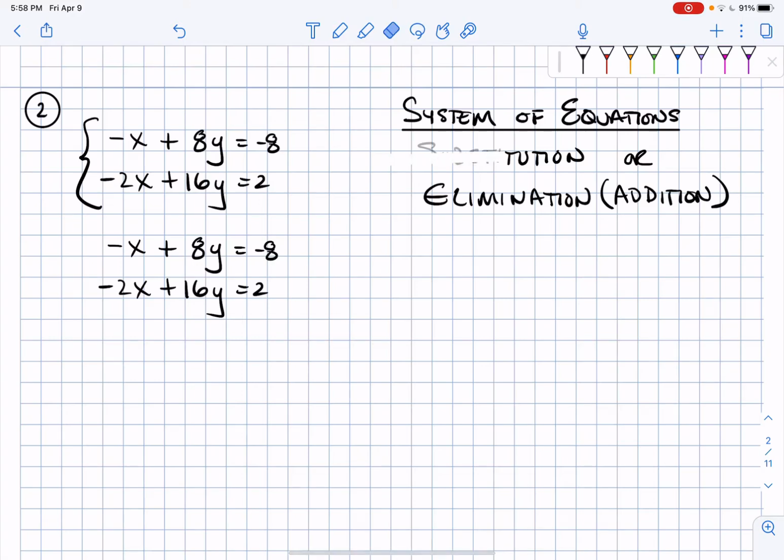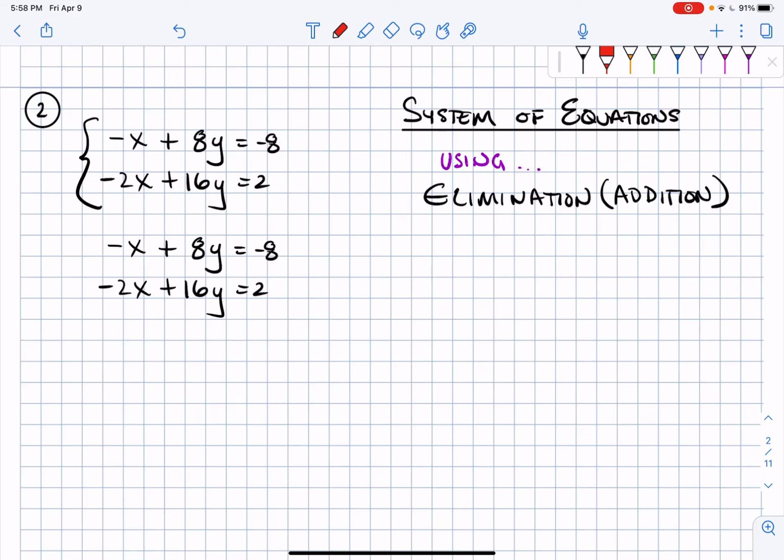I'm trying to think of how I want to do this. Let's do this. I'm just going to say using elimination, okay? So with that being said, I have to choose. So, you know what I'm gonna choose? I'm gonna get rid of the x's, okay?